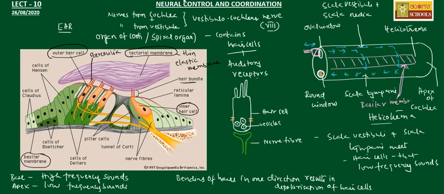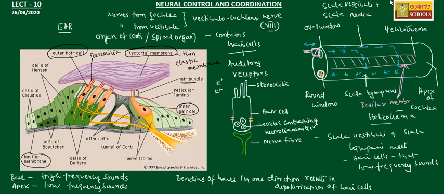So these are vesicles containing neurotransmitter. And these are stereocilia. The tip of this stereocilia will have ion channels for potassium ions. Those potassium ion channels are present at the tip of the stereocilia.